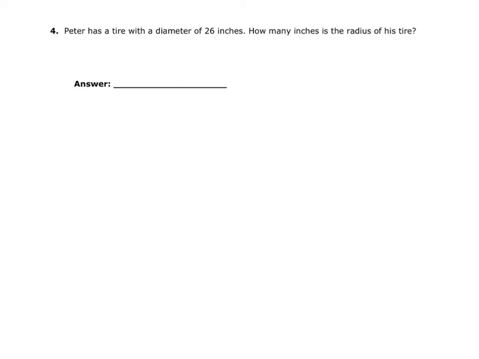Number 4 says Peter has a tire with a diameter of 26 inches. How many inches is the radius of his tire? So we learned in problem 2 that radius times 2 equals our diameter. Now, if we're trying to go the other way, diameter down to radius, we have to divide by 2. So we do diameter divided by 2 equals our radius. So now we can plug in the numbers we know. 26 is our diameter. We're dividing that by 2 to get our radius.